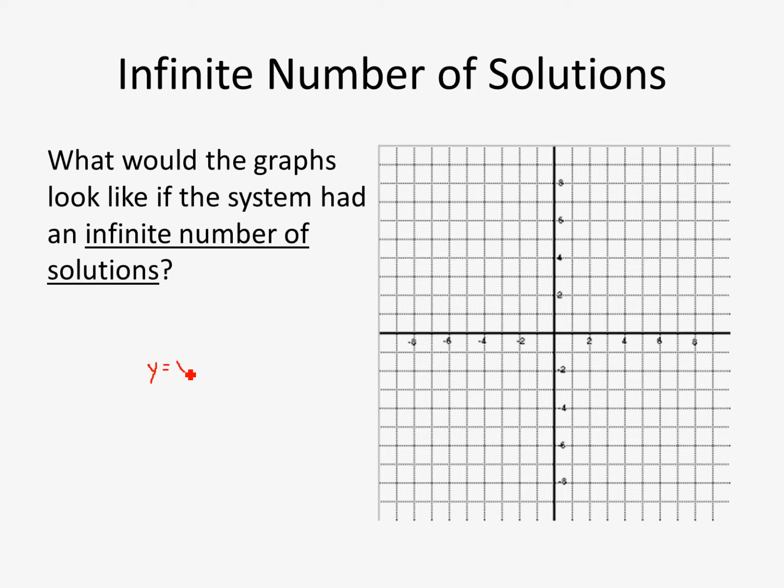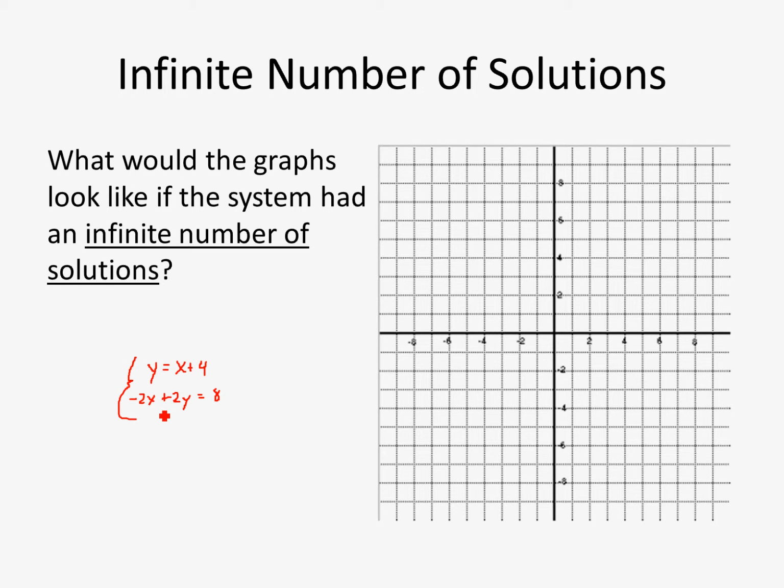y is equal to x plus 4 and negative 2x plus 2y is equal to 8. Okay, if we were to graph this system, let's take this first equation. Let's find x and y intercepts, and then we'll draw the graph.